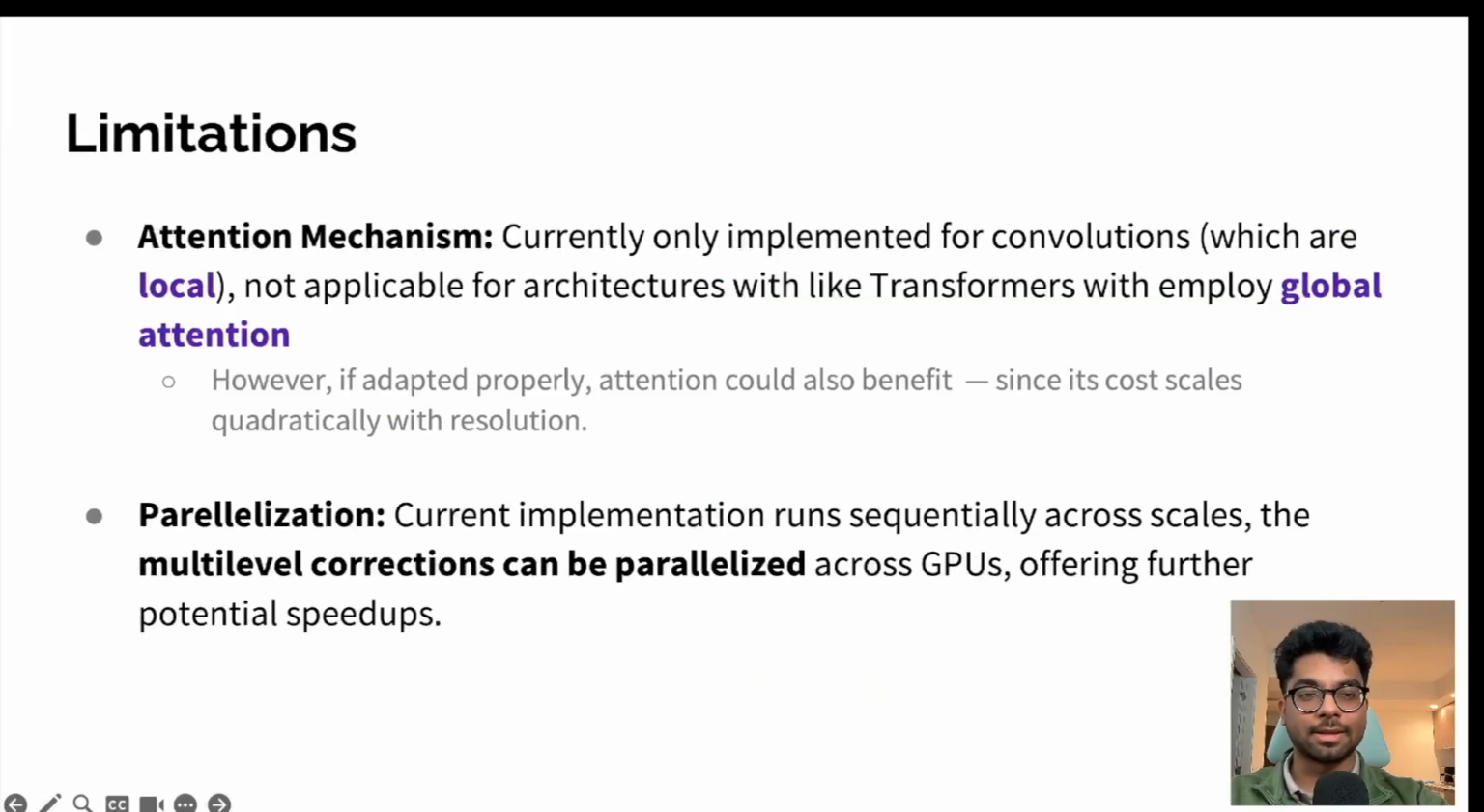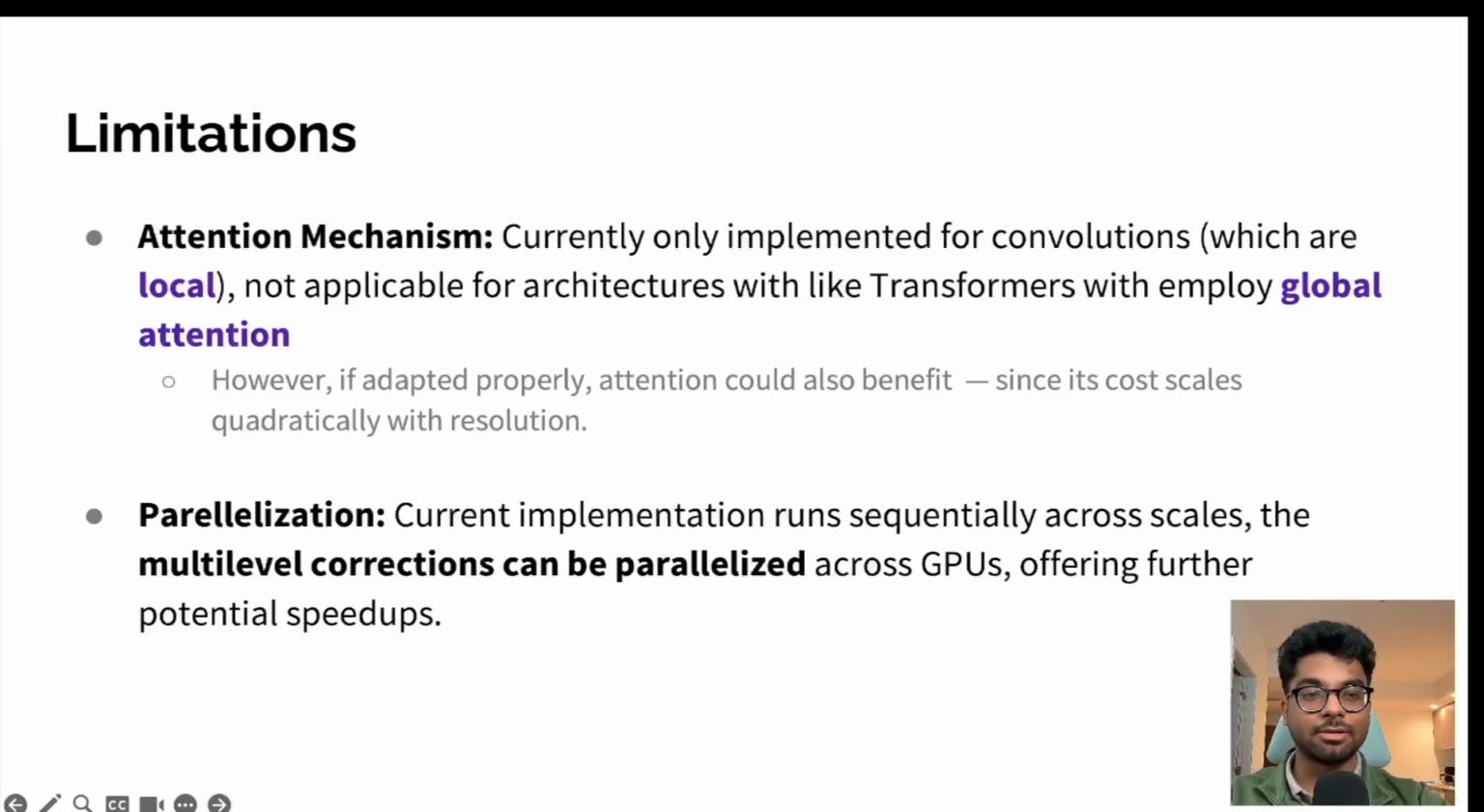Our work also has some limitations. We develop a theory for local operators, which are convolutions. Hence, our method is not directly applicable for architectures that employ global attention, such as transformers. A newer theoretical insight might be needed to extend this multiscale training strategy to transformers. Additionally, our current implementation runs sequentially across scales, but each level in the multilevel problem can be parallelized independently across GPUs, offering further computational gains.